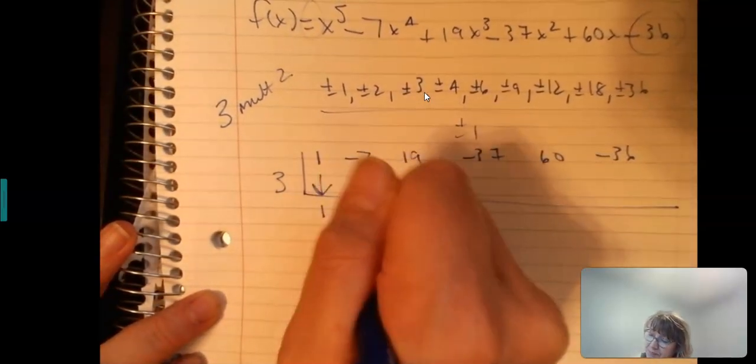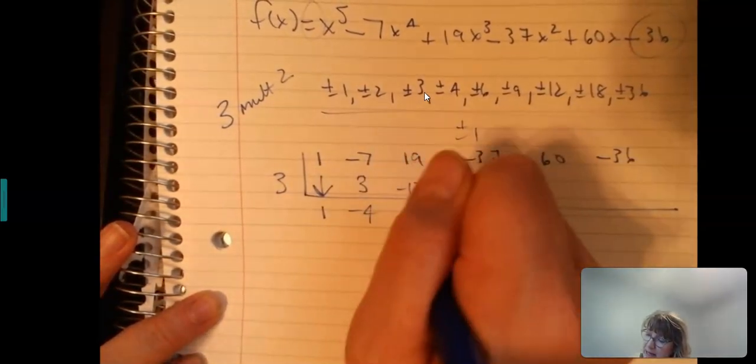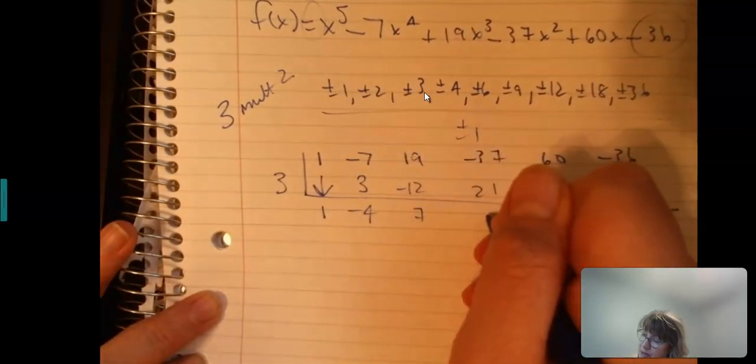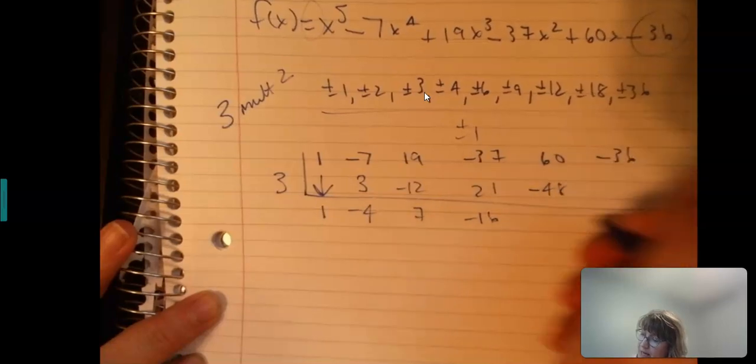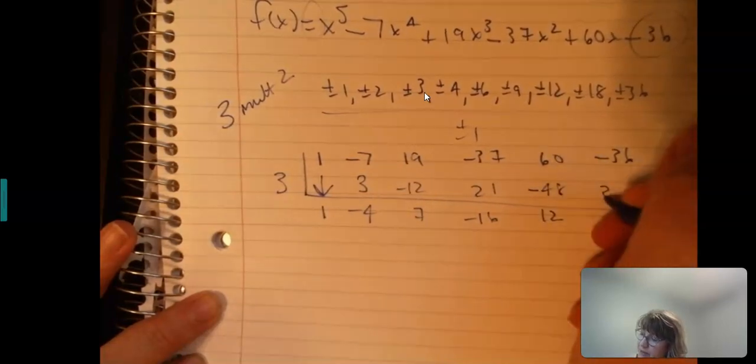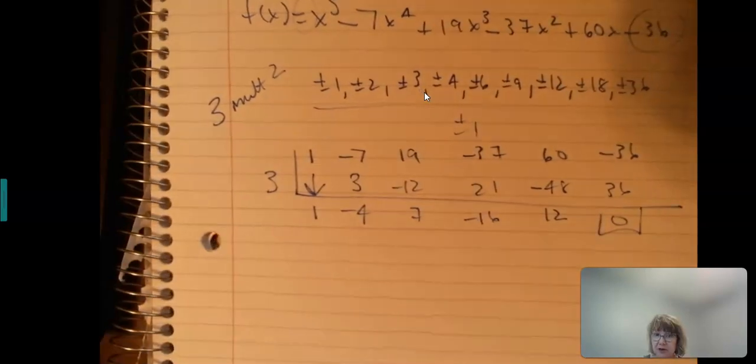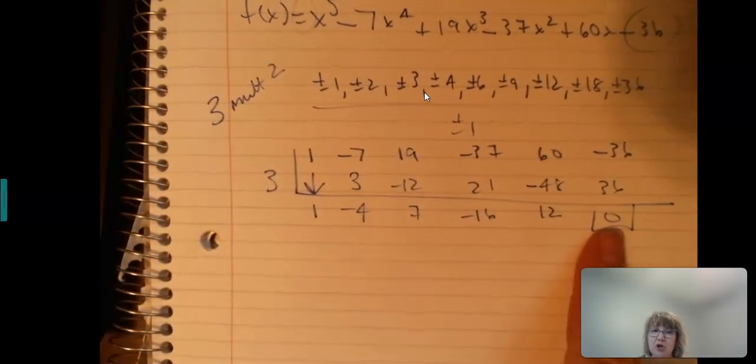Multiply, add, multiply, add, multiply, what is that? -16, multiply, what? -48, and positive 36 and 0. Okay, that makes me feel good. All right, because I knew it was going to happen.